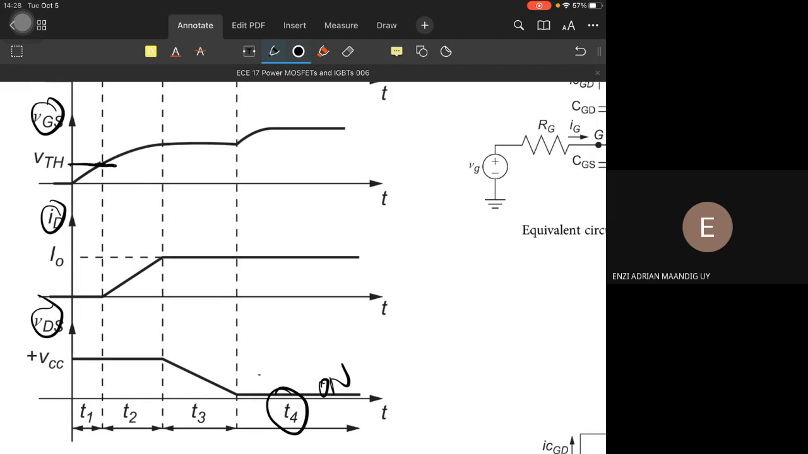T2 follows immediately. So what happens in T2? In its characteristic, during T2, our ID starts to conduct. So it is ID that changes. T1 ended the moment VTH was reached. In T2, that's the time that the current IDS is climbing to a specific level.